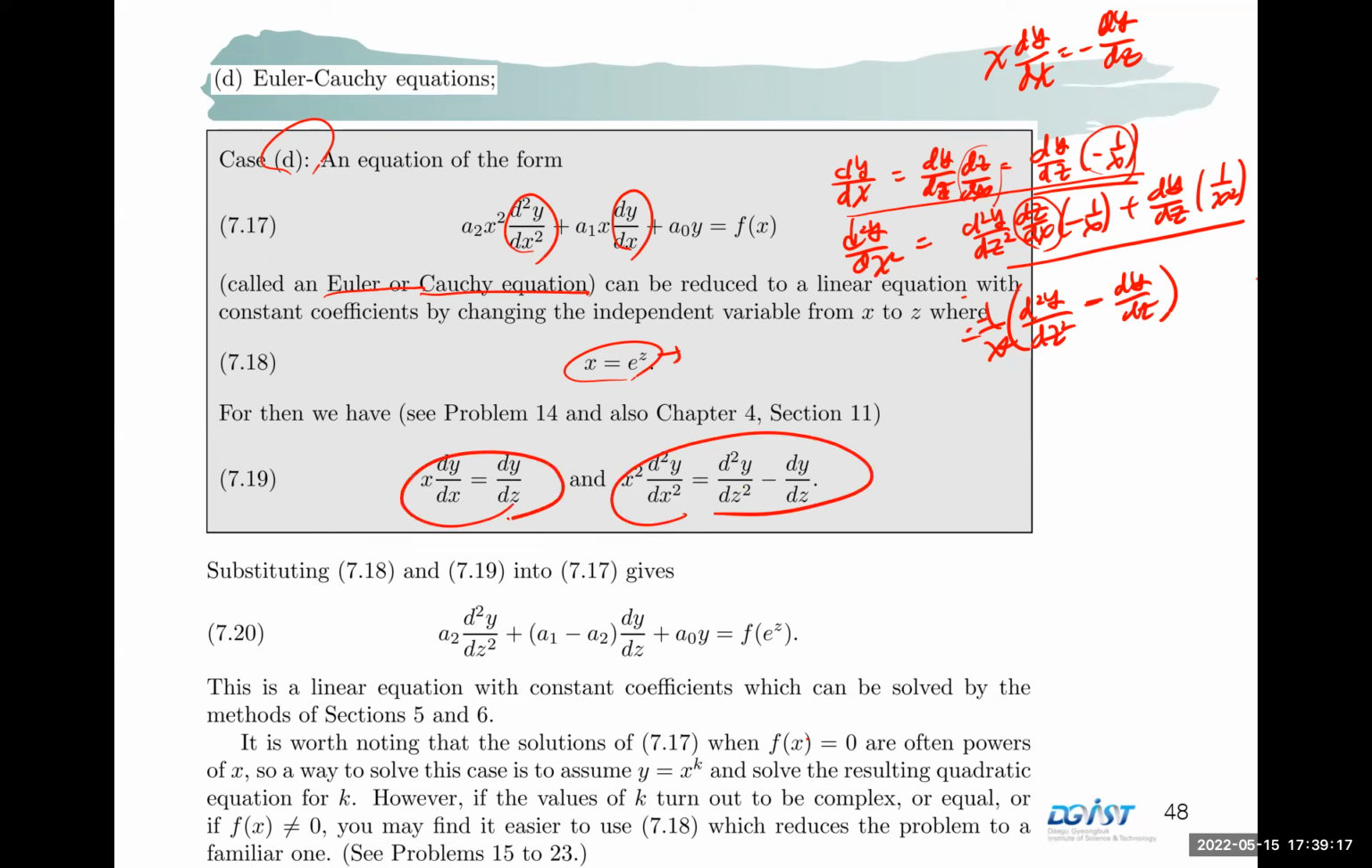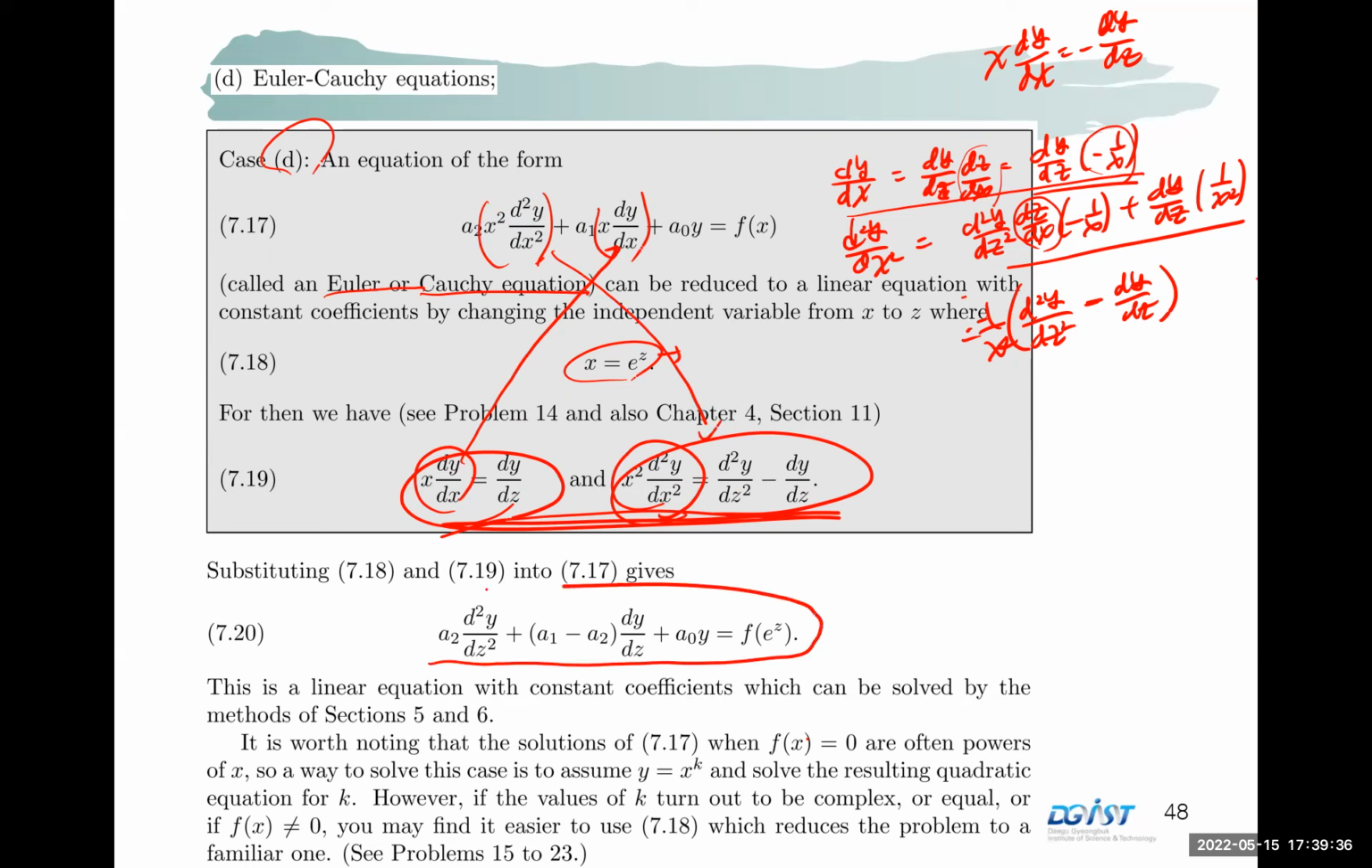You can check it. With this relation we can substitute into the equation, because we have x dy/dx and x square times the second derivative. We can replace these, so we can rewrite this equation. And this is a first order and second order linear differential equation, so you can easily solve it. But the function f is now a function of exponential g.